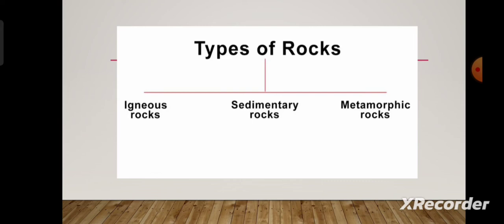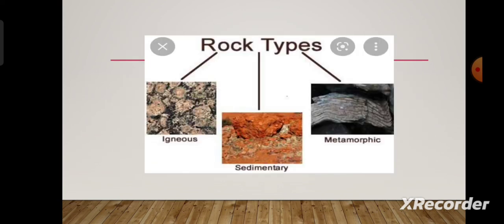See, extrusive rock is when the hot magma comes out of the earth's surface and turns into a solid state. But sometimes this hot magma goes deep inside the earth's crust and gets into a solid state, and that is the intrusive rock. The next one is the sedimentary rock.